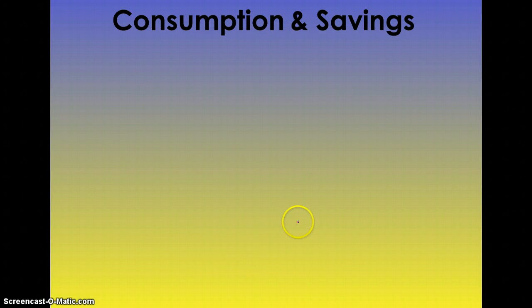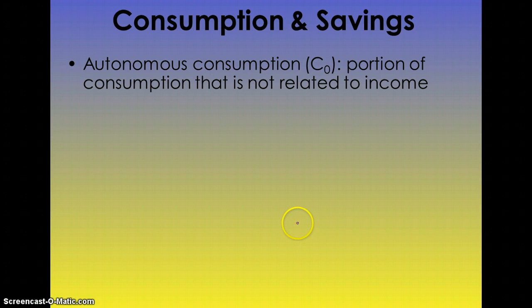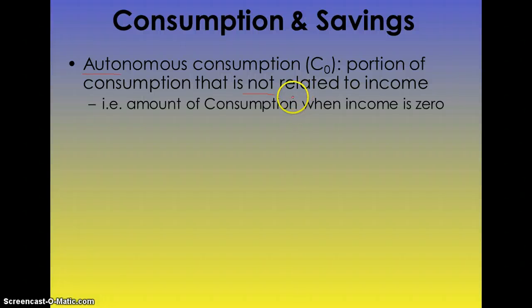So with our consumption and savings, we have a few terms to define. Our autonomous consumption, C sub 0, is the portion of consumption that is not related to income. So you'll work more with this later, but for now just use the vocabulary. And again, the prefix auto means like itself. So it comes from itself, not related to income. So we can think of that amount of consumption when income is actually 0. So what we'll see later on next week is that it's the amount of consumption when income is 0, and so it's consumption spending essentially that you already have.